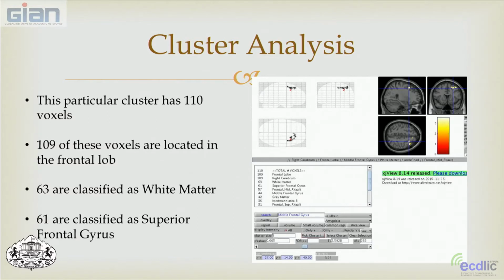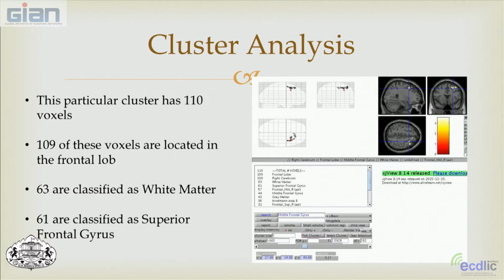And underneath that, total voxels, do you see that? Total number of voxels, 110. It's telling you that 109 of these are in the frontal lobe and 109 are in the right cerebrum. Now, by looking at this picture in some of our planes, it doesn't look like these are all connected, does it? It looks like there's some spots, especially in our axial view, but these are all connected at one point or another throughout the brain here.